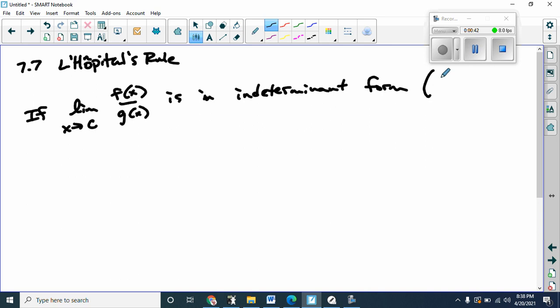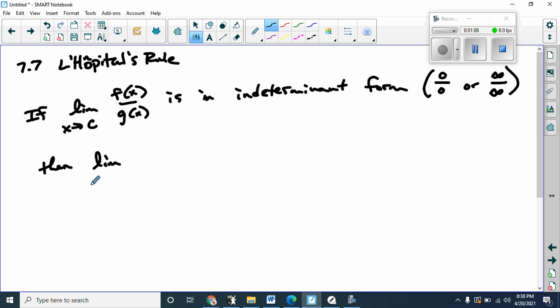There's lots of different indeterminate forms. The only two that you need to be concerned about for this class is 0 over 0 or infinity over infinity. So we substitute c in. If we get 0 over 0 or infinity over infinity, then you can use L'Hopital's rule. If you don't get one of these, then you can't use this.